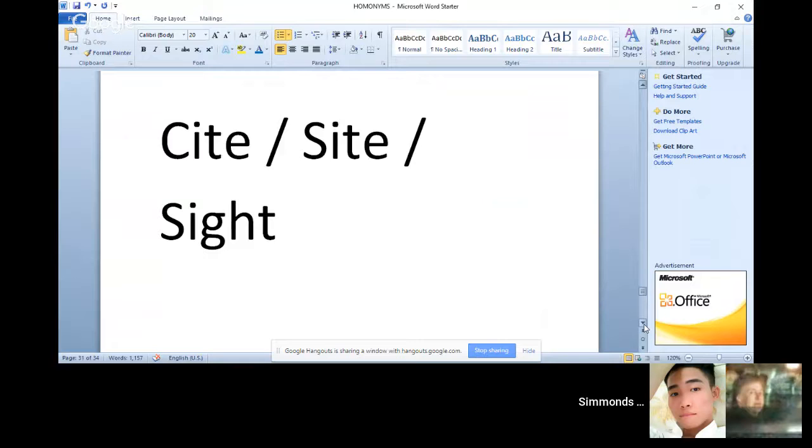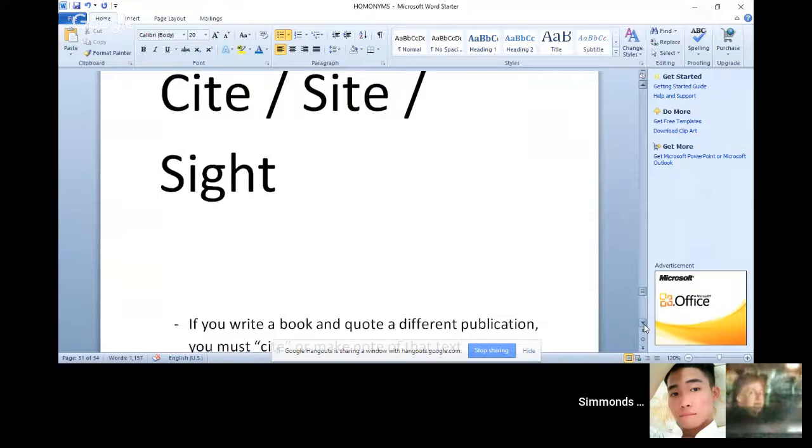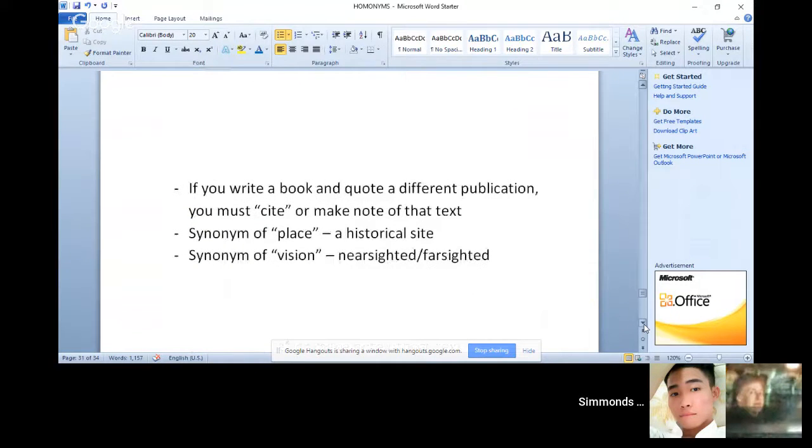Then we have cite, site, and sight. We're just going to look at the answers now because we're getting to the end. If you write a book and quote a different publication, you must cite or make note of that text. Okay, so that's the C one. A synonym of a place is site, as you see here. And then the other one is vision, the sight. You can be nearsighted or farsighted.